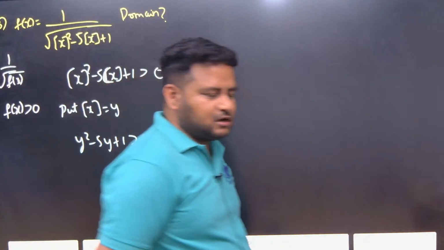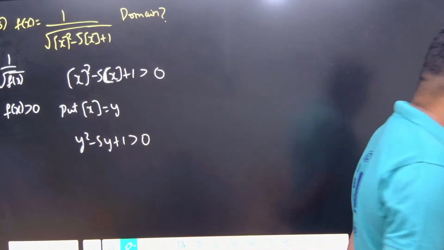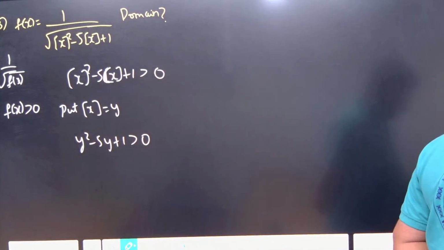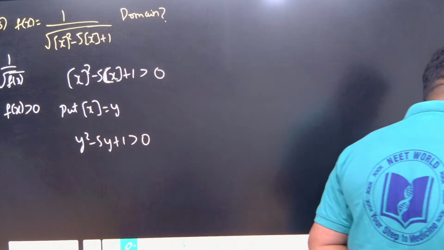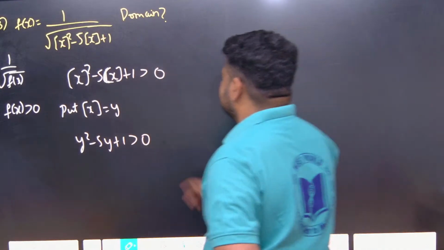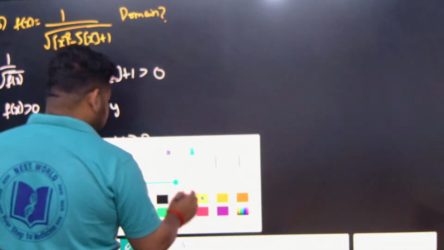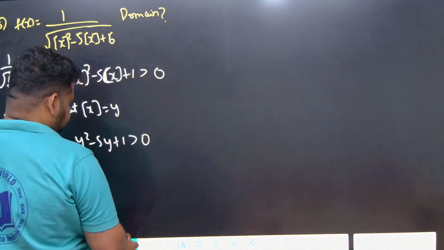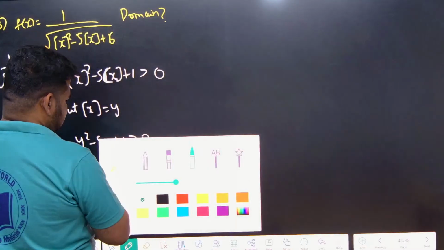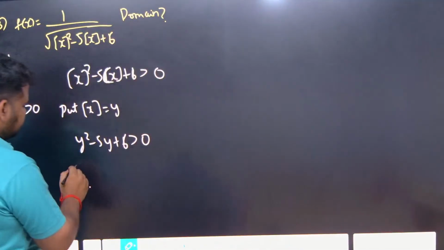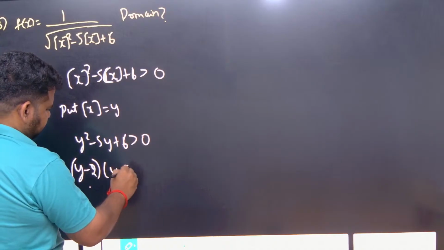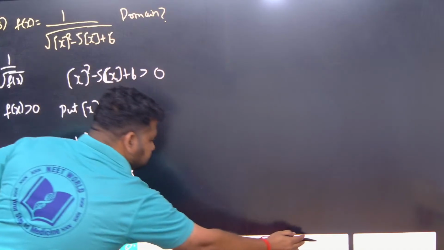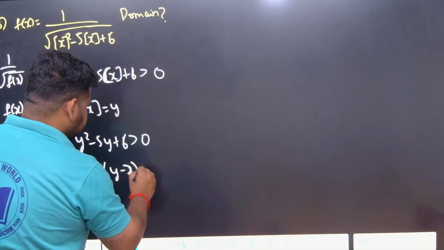I will give you 1 or 2 minutes, please think about how to factorize. I think there is a mistake in the question. This should be plus 6, because otherwise you will not be able to factorize. Now with plus 6, you will be able to factorize. You can write it as y minus 2 and y minus 3 is greater than 0.